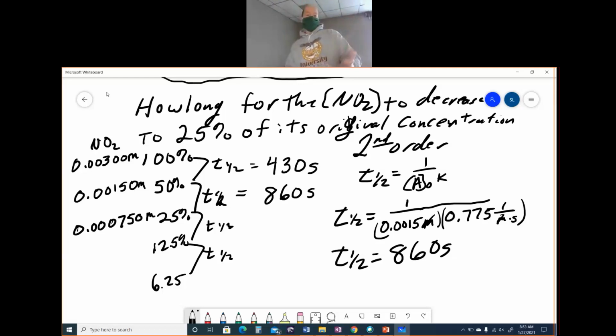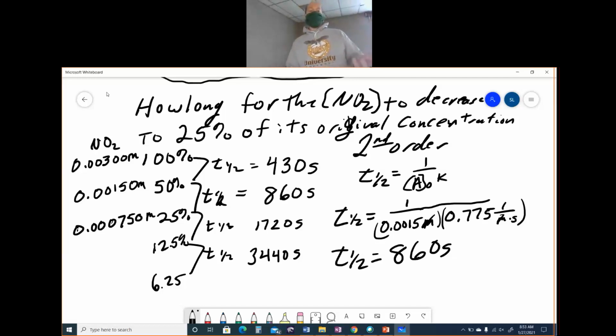So if we wanted to go down from 25 to 12.5, we don't have to put it into the equation. We can. If we put in the 0.000750 and K, we would get the same answer. But it is 1720. So times 2, yes. I'm just multiplying it by 2. So that's how long it would take to go from 25 to 12.5. And to go from 12.5 to 6.25, that is 3440. So second order, the half-lives will double each time. Every time you go to the next half-life, it doubles that amount of time.